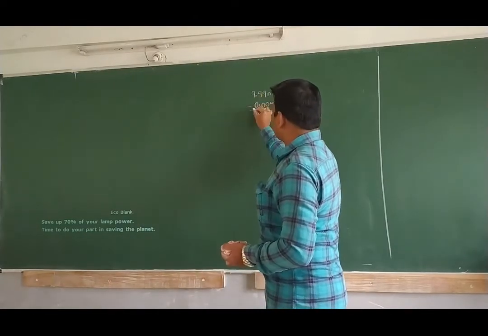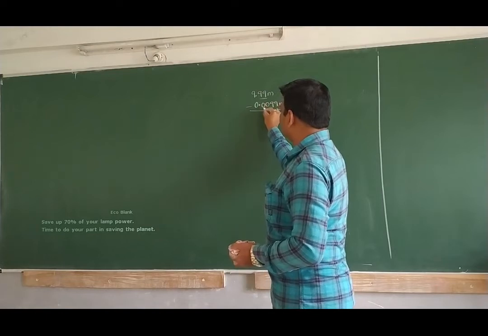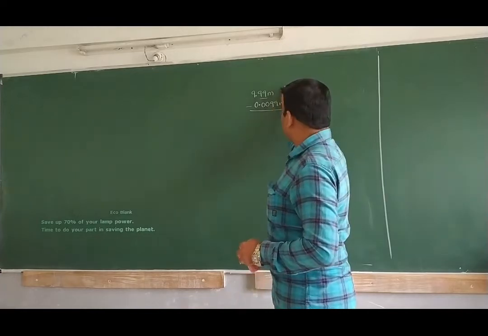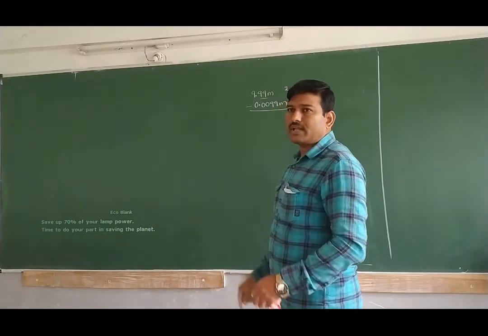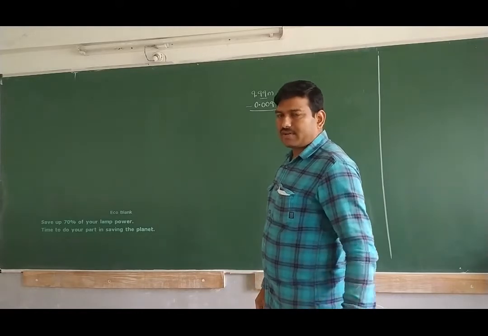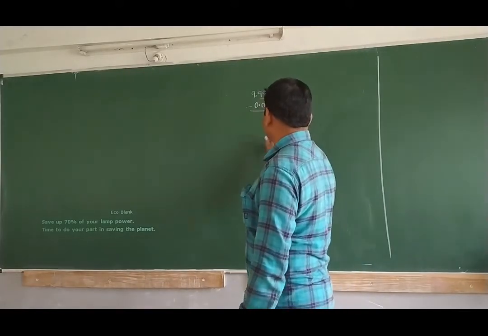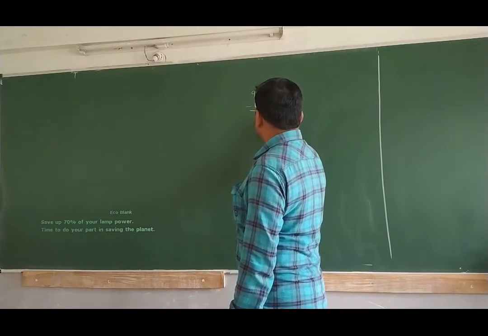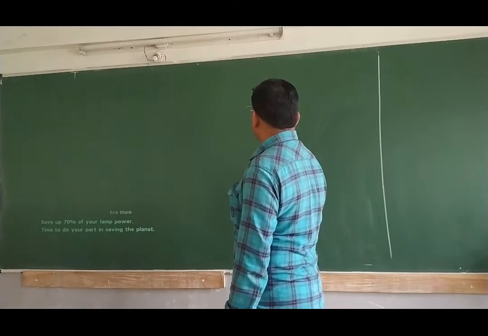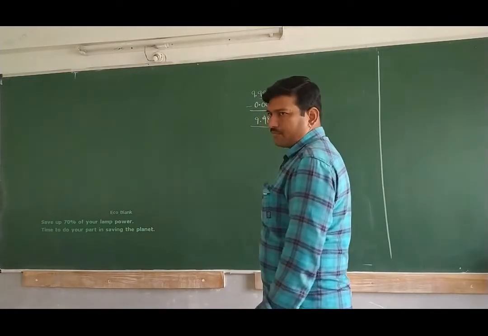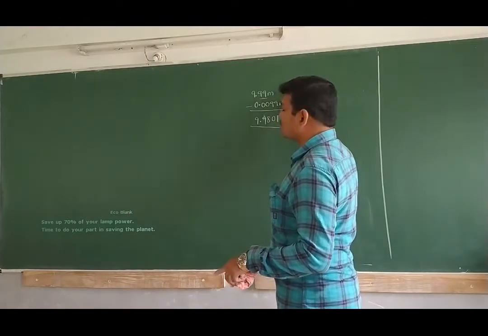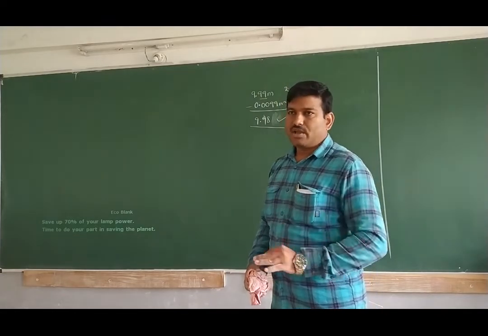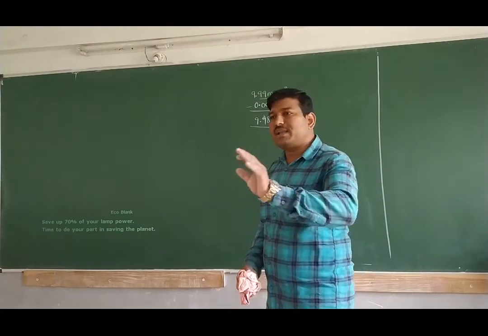Here, after the decimal point, 2 digits are there. Here, after the decimal point, 1, 2, 3, 4 are there. So the final answer should contain how many decimal points? Here only 2, here 4. So the final answer should contain only 2 decimal points. After the decimal point, there must be 2 digits. If you do this calculation, you get 10.0 and so on, but this is not the right answer, because after the decimal point, how many digits should be there? So we should not go with the least number of significant figures. We should go with the least number of decimal places.